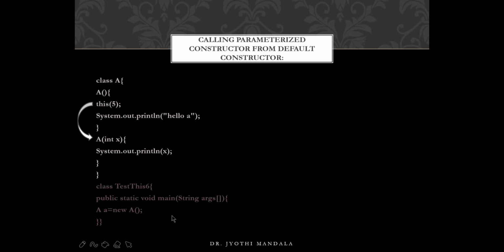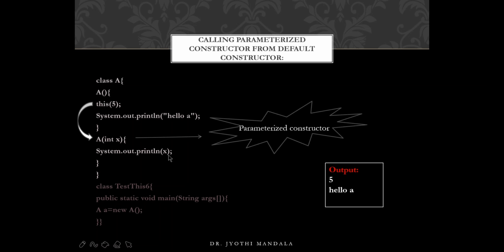Now what will be the output of this program? We are calling the default constructor, it will come here. We are calling this with 5, so the control will go here. You will get an output of 5, because we are passing 5 here and x value will be 5. Then it will go back, you will get hello A as output, and it will come back, and no statements are there. Observe here, this is your parameterized constructor. I hope you are all clear with this.